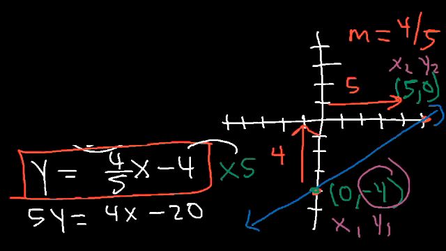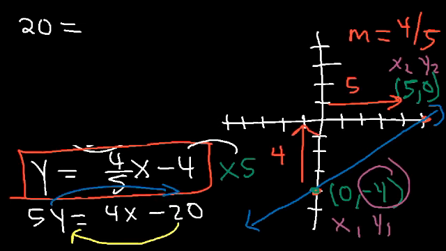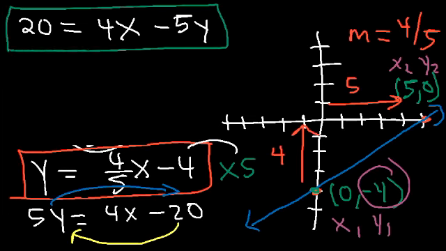So what I'm going to do, I'm going to move the negative 20 to the left side. If we move it from one side to the other, the sign will change from negative to positive. So on the left side, it's positive 20. And at the same time, I'm going to move the 5y to this side. The 4x is going to stay where it is. The positive 5y is going to become negative 5y on the right side. So this equation is in standard form: 4x minus 5y equals 20.